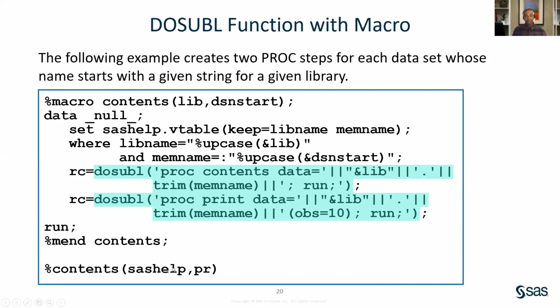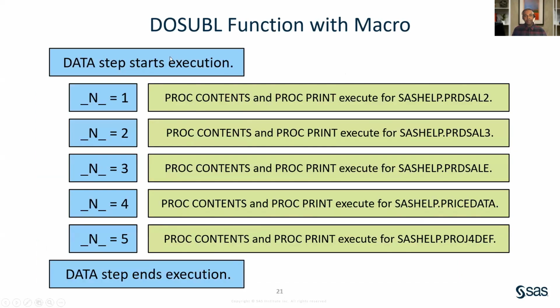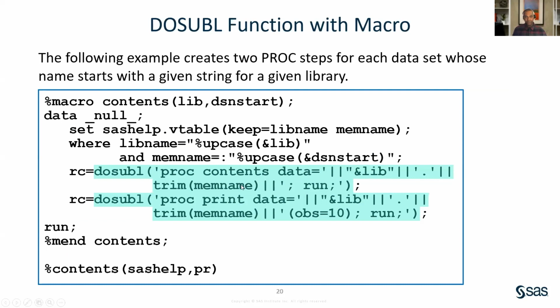So we'll go against the SAS help library and look for the tables that begin with PR. The data set, since we're reading from vtables and checking for those that begin with PR: in the first iteration, the PRDCELL2 table will be processed by proc contents and proc print. In the second iteration, PRDCELL3, and then PRDCELL, and then price data, proj, for DEF. They all begin with PR. Remember, I'm looking for those where the name starts with PR.